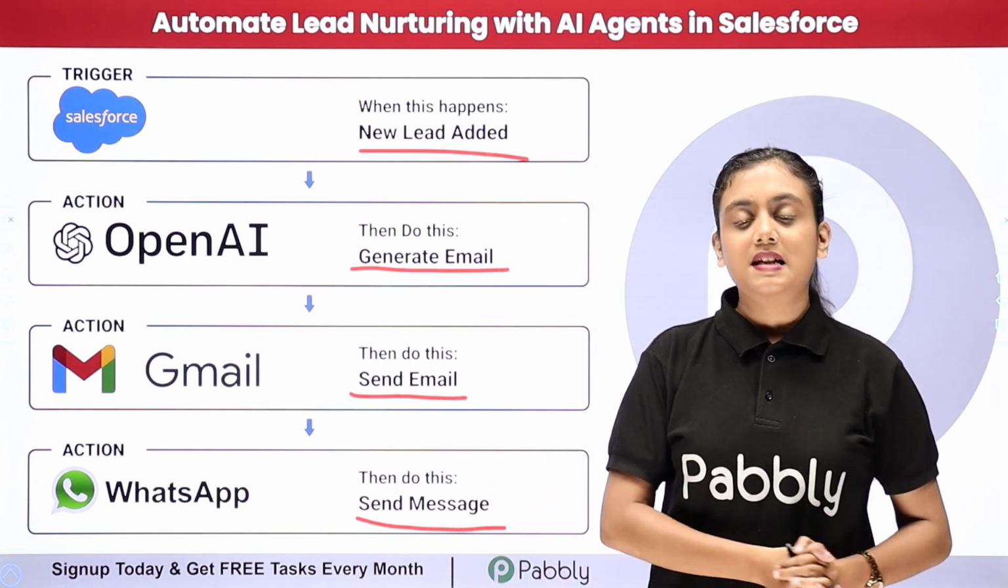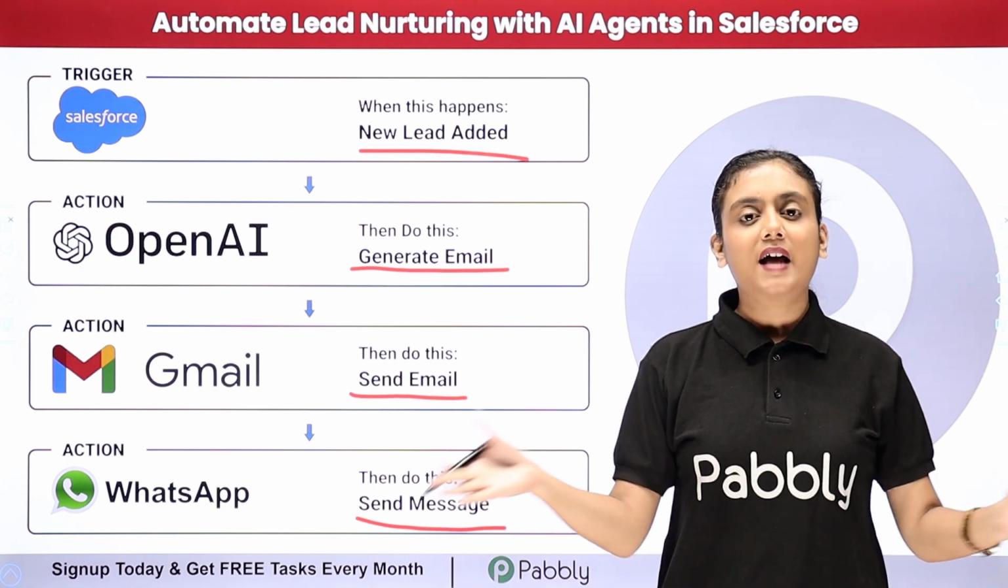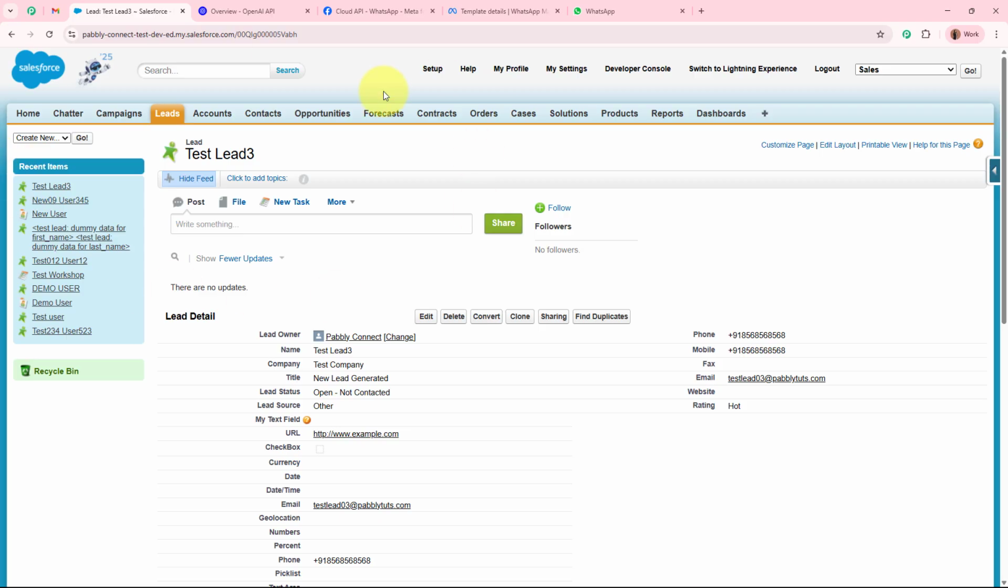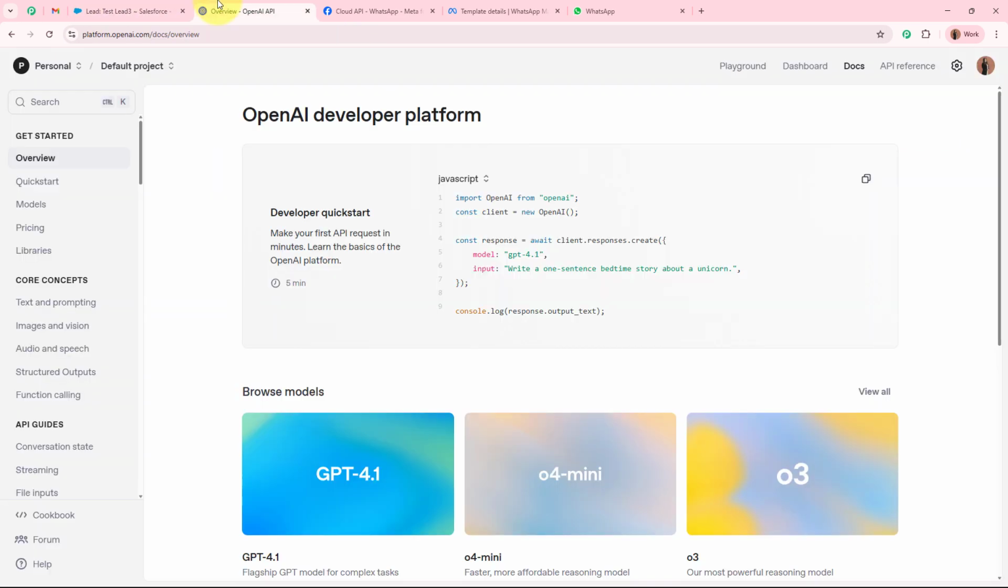So now if you want to learn this entire process step by step, for that, I'm going to take you towards my screen. Welcome to my screen. So as an owner of a marketing service business, I use Salesforce to collect and manage all my incoming leads efficiently. I use an AI agent to instantly generate personalized emails tailored to each lead's specific needs.